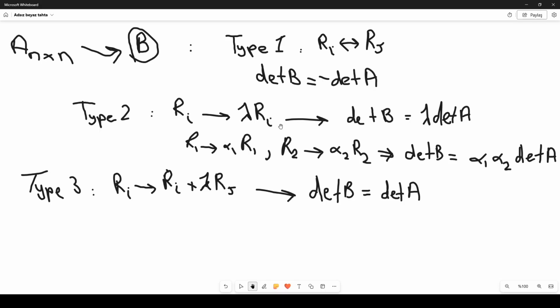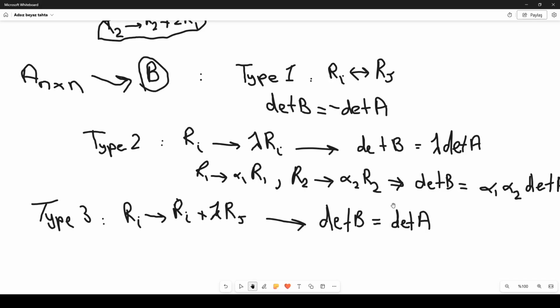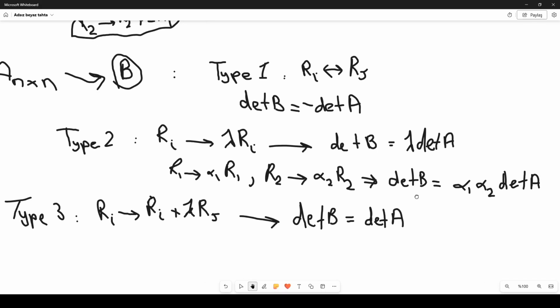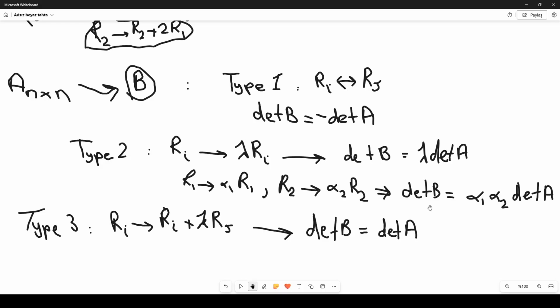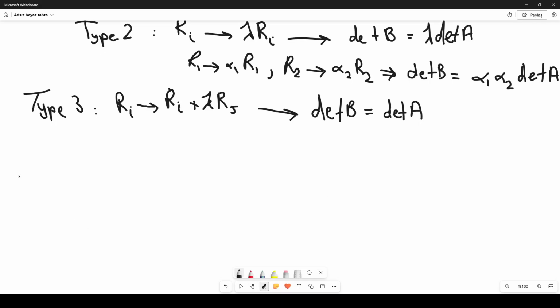But if we have performed type 1 or type 2 operations during this elimination process, then we need to also keep track of the numbers of this type of operations and how many times we performed them. And we count them and take them into account to compute the original determinant. Alright, having said all that, now let's give an example to understand what I mean by it. Okay, here's the example.